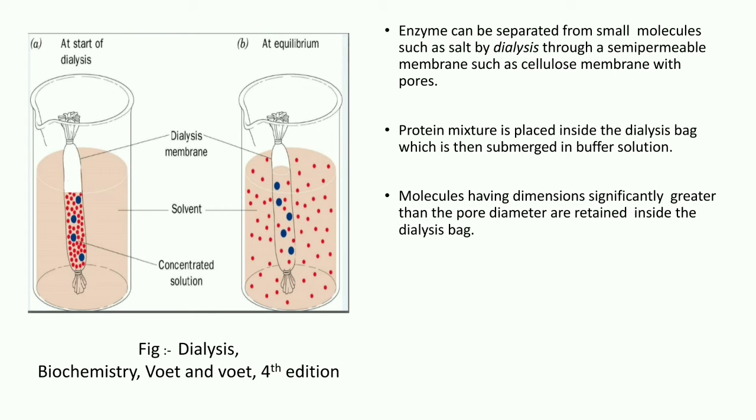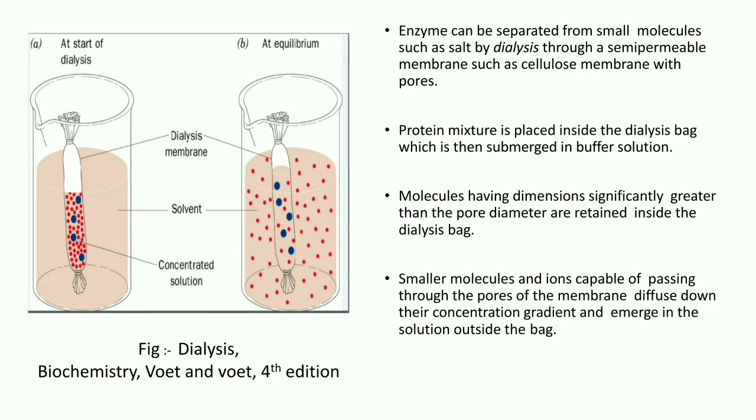Molecules having dimensions greater than the pore size of the membrane are retained inside the dialysis bag. So as you can see in the B part of the diagram, even at equilibrium, the blue colored molecules which are having a greater molecular size are retained inside the dialysis bag. On the contrary, the smaller molecules and ions which are capable of passing through the pores of the cellulose membrane diffuse down their concentration gradient and emerge in the solution outside the bag.